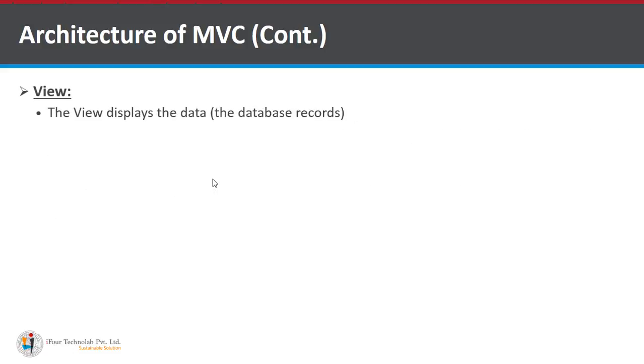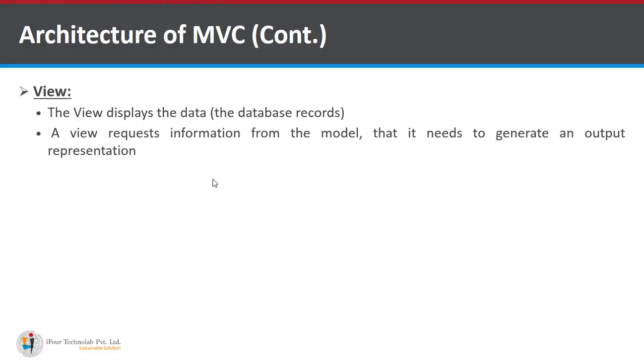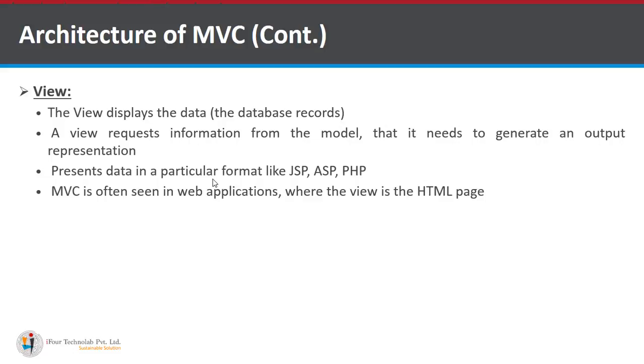Now next one is view. The view displays the data, that is database records. A view requests information from the model that it needs to generate an output representation. It presents data in a particular format like JSP, ASP and PHP. MVC is often seen in web applications where the view is the HTML page.